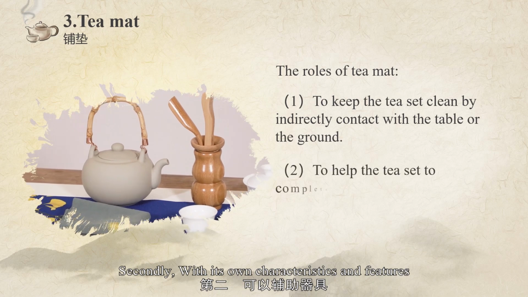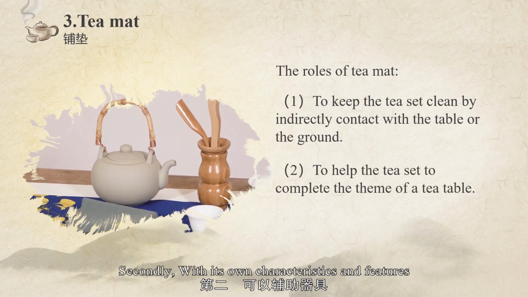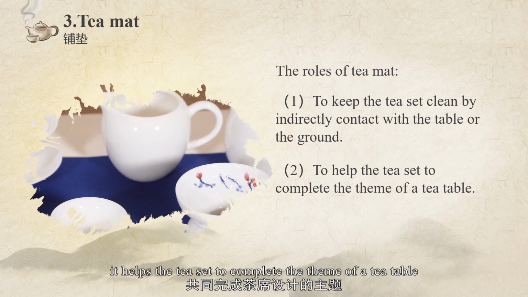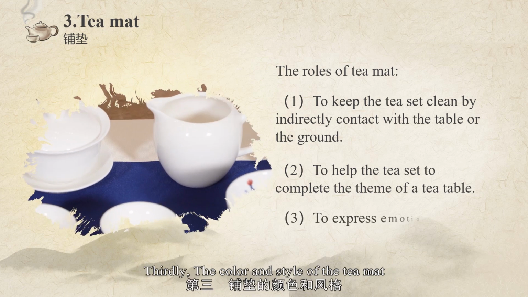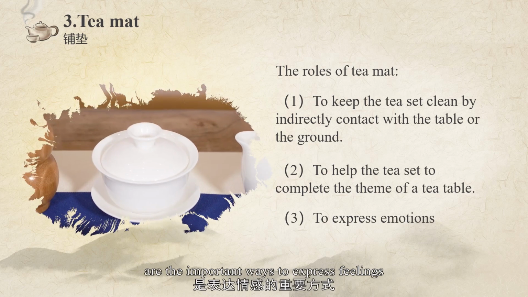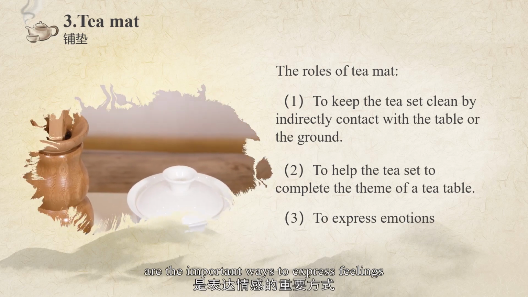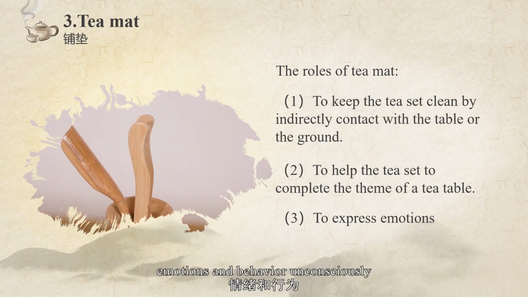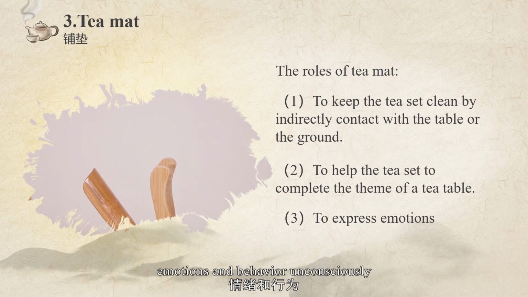Secondly, with its own characteristics and features, it helps the tea set to complete the theme of the tea table. Thirdly, the color and style of the tea mat are important ways to express feelings, which will easily affect people's spirit, emotions, and behavior unconsciously.